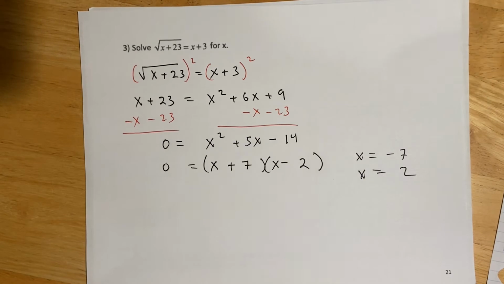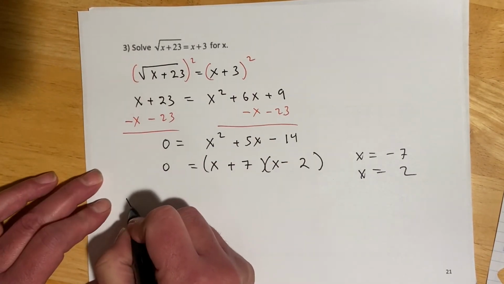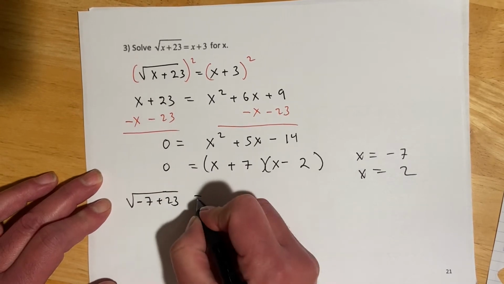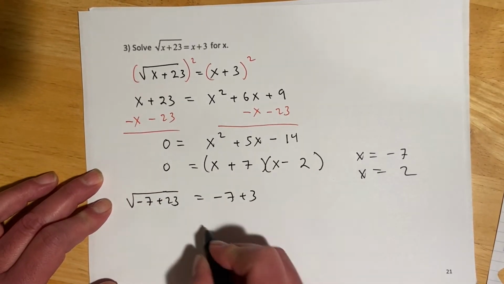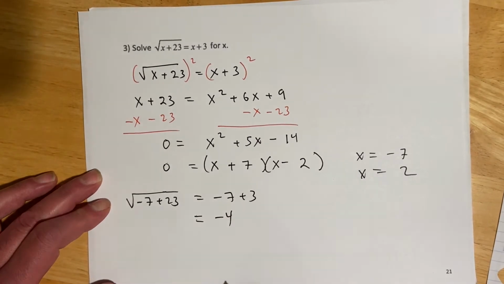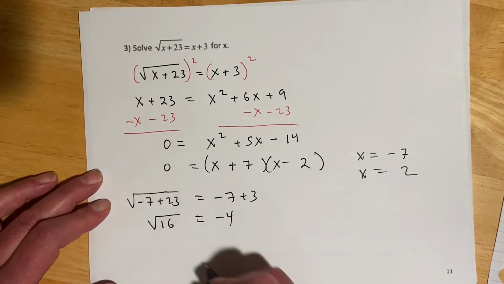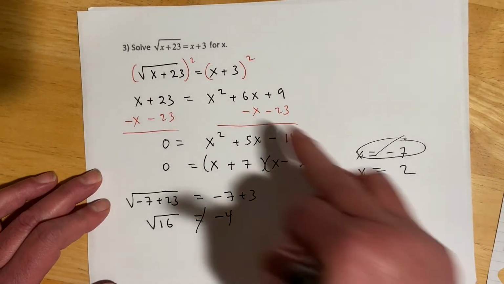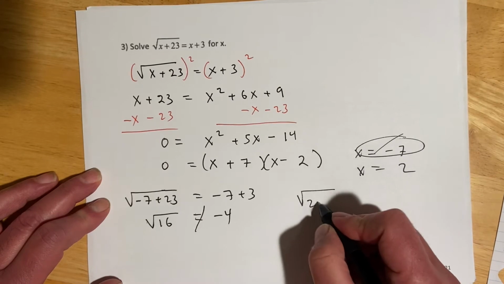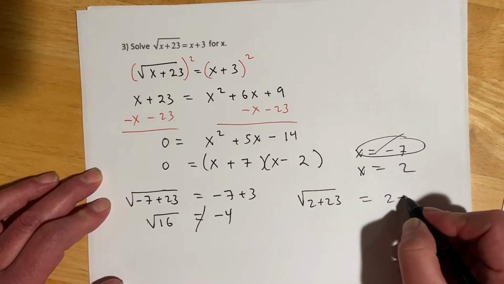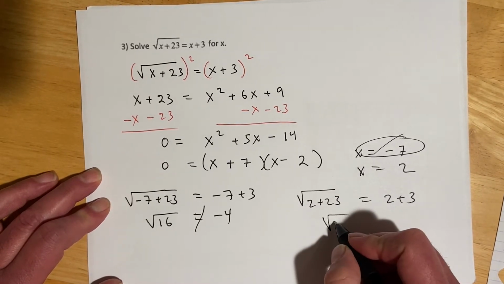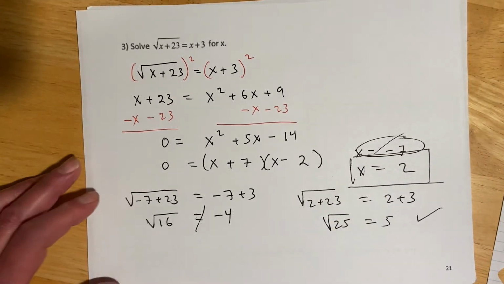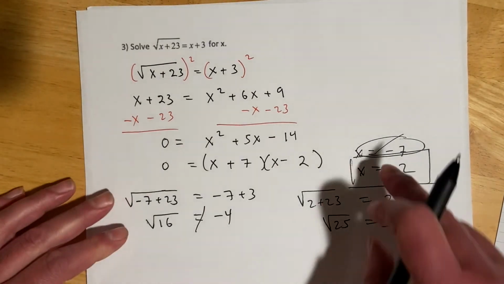But then this is where we have to check them. So coming back to my original equation, if I go negative 7 plus 23 equals negative 7 plus 3, right there you can see it's not going to work because it's equaling a negative number. And root 16 is 4, not negative 4, so that one is extraneous. If I toss a 2 in there, let's see what happens. So 2 plus 23 is supposed to make plus 3. That is square root of 25 equals 5. That one's legit. So x equals 2 is our only solution.